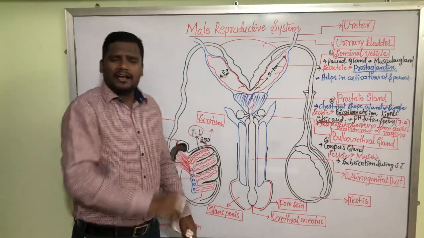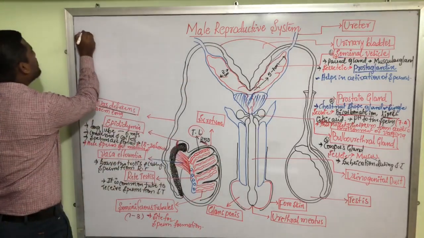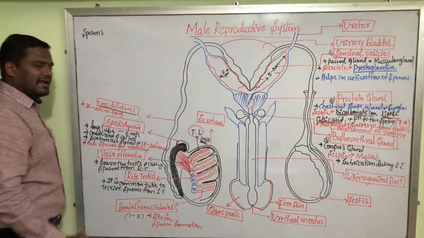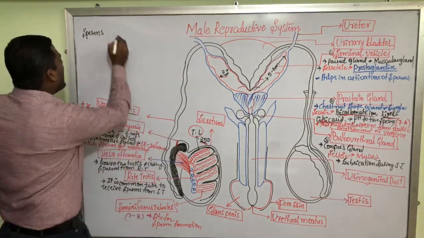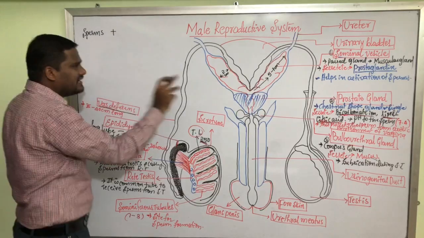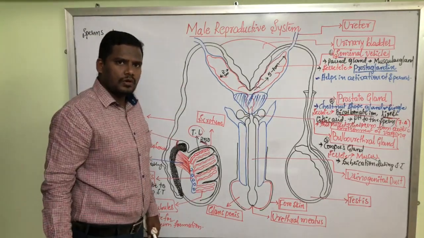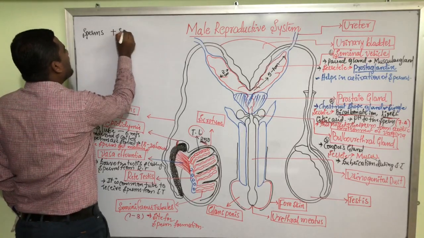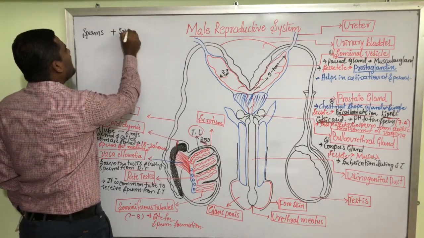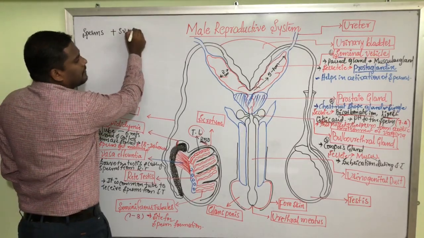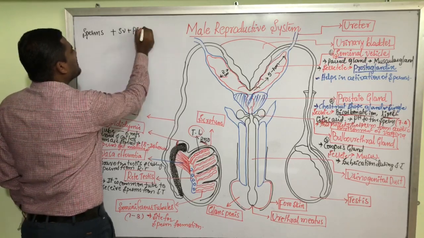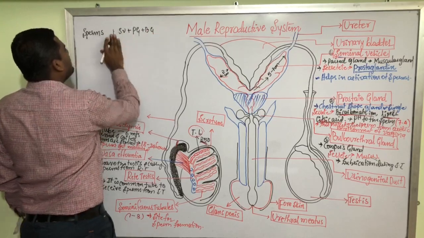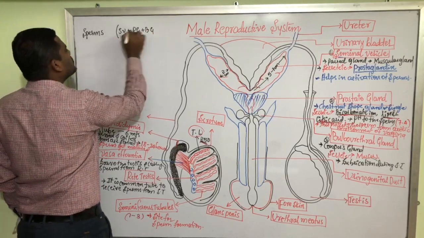What is happening actually here? Sperms are produced inside the testis, whereas the glands are secreting their secretions. We have three glands. What is the first gland? It is the seminal vesicle. What is the second gland? It is the prostate gland. What is the third gland? It is the bulbourethral gland. They are the three glands.